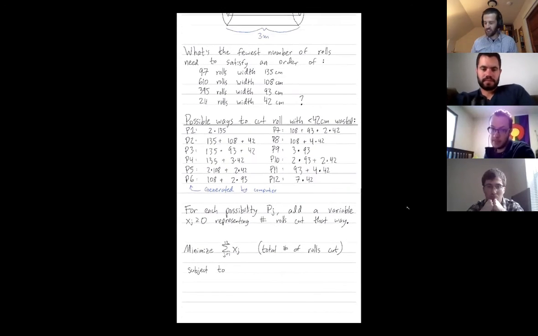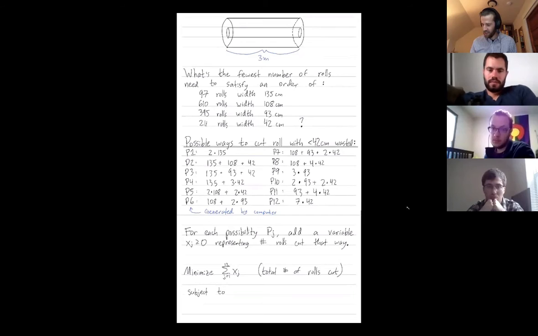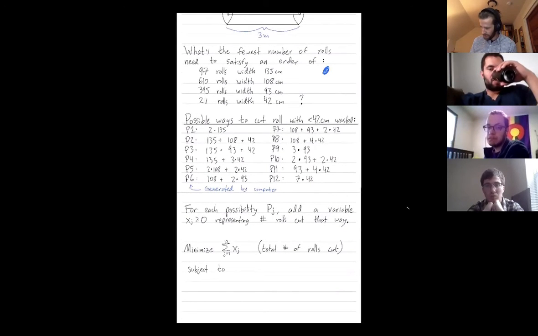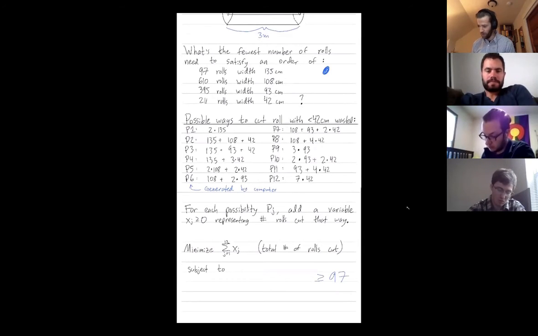Subject to, we have constraints. We need to make sure we give them enough rolls of width 135, etc. Here's going to be our first constraint. Our first constraint says we need a certain number of rolls of width 135. We need at least 97 rolls of width 135. How do we get rolls of width 135? These are the ways we can get rolls of width 135.